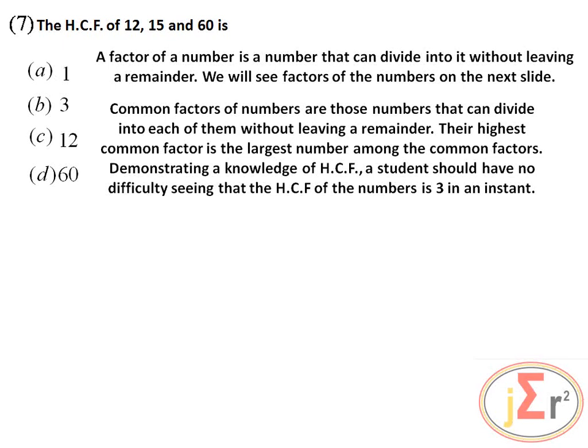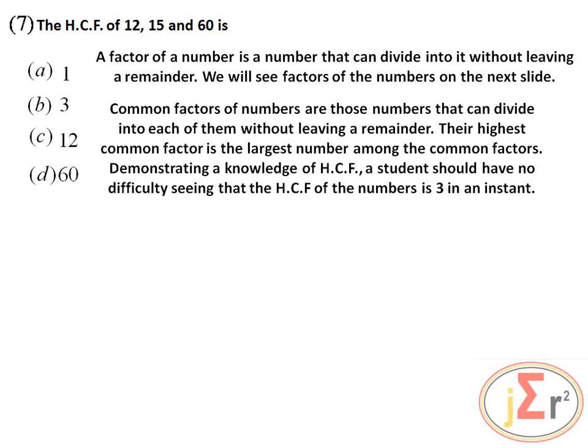Demonstrating a knowledge of highest common factor, a student should have no difficulty seeing that the highest common factor of the numbers is 3 in an instant. So if we are sharp on our common factors and on our factors, then we should have no difficulty seeing that 3 is the highest common factor of 12, 15, and 60.